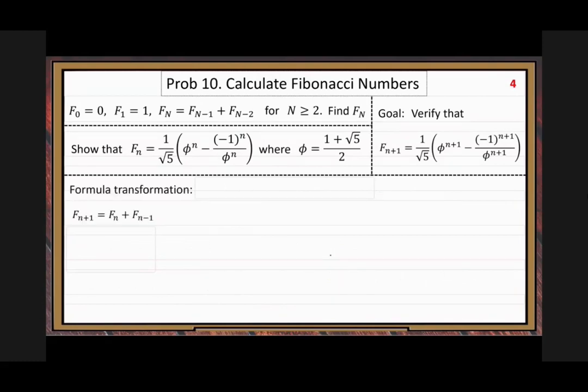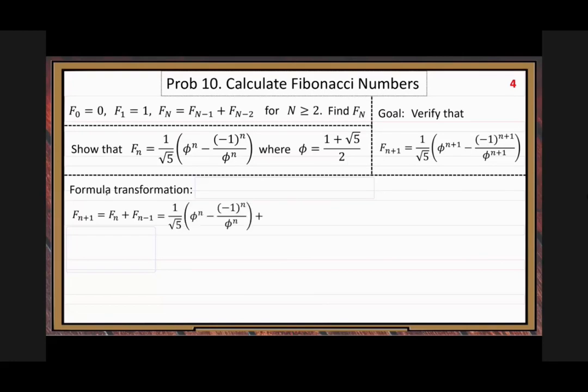We do formula transformation. The recurrence relation, we can use it, because this is from the recurrence relation. It must be true. F(n+1) equals F(n) plus F(n-1), directly from the recurrence relation. So it is correct. Okay? So we start from this formula.